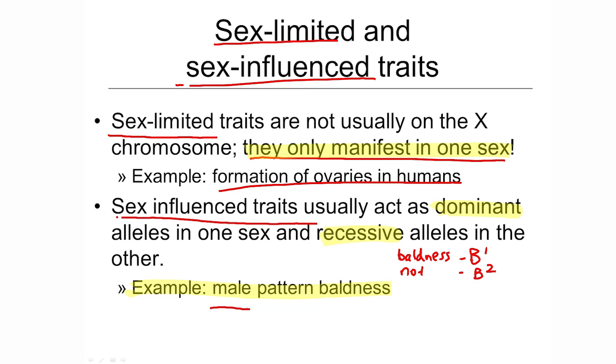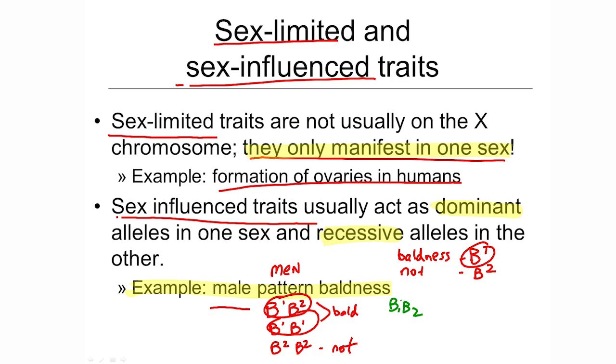So there's three possible combinations, right? This is the best way to think of this. You could be a heterozygote, you could be a homozygote. But here's the thing. In men, the B1 allele acts in a dominant fashion, which means all you need is one of them in order to exhibit the trait. So this guy and this guy both would be exhibiting the trait. This guy not.